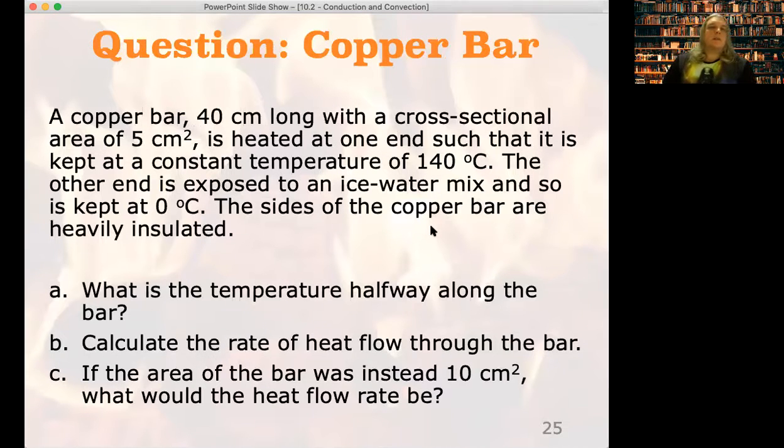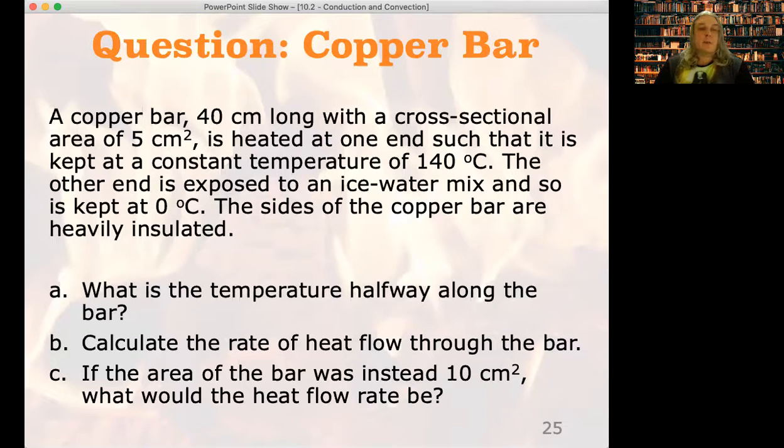Second question is relating to a copper bar. You've got a copper bar 40 centimeters long, cross-sectional area of 5 centimeters, heated at one end such that it is kept at a constant temperature of 140 degrees Celsius, and the other end is exposed to an ice water mix and so is kept at 0 degrees Celsius. The sides of the copper bar are heavily insulated. That is just telling us that we're not going to lose any heat out sideways from this bar. We're only getting heat flow from one end to the other, nothing out from the sides.